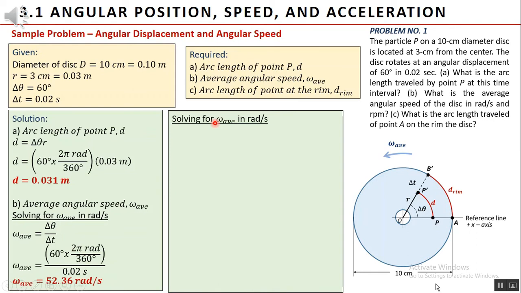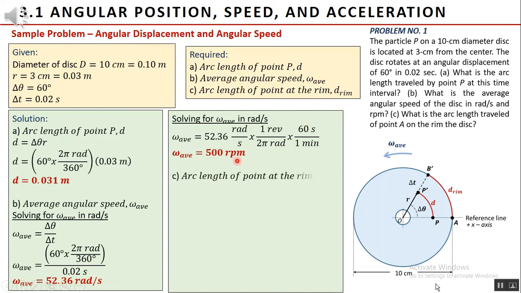Then in order to convert this to RPM, we multiply this with the conversion factors. 1 revolution is to 2 pi radians, and 60 seconds is to 1 minute. So the disk moves at 500 revolutions per minute.